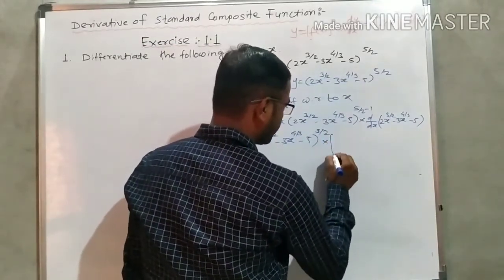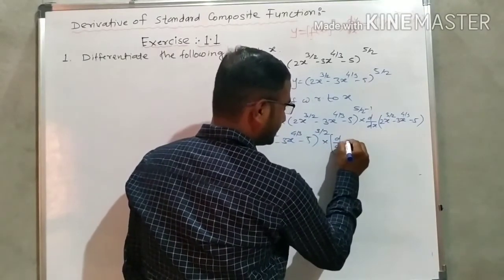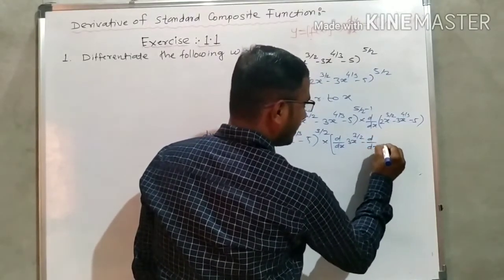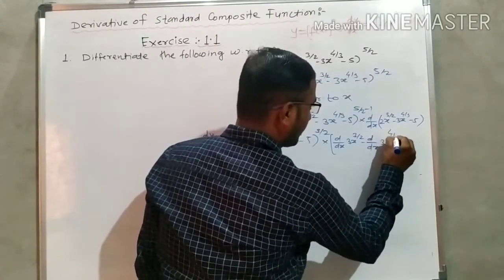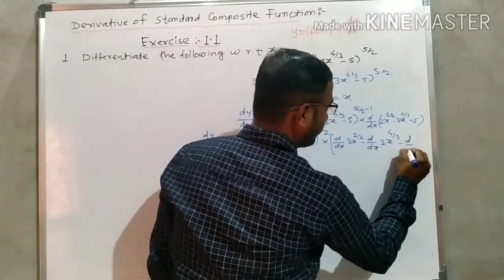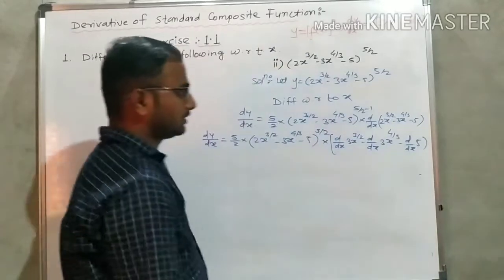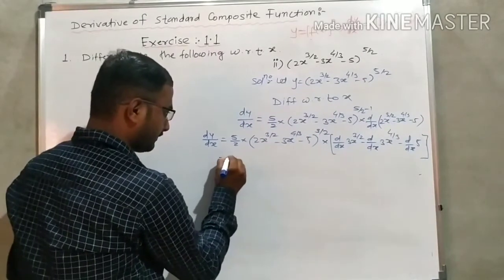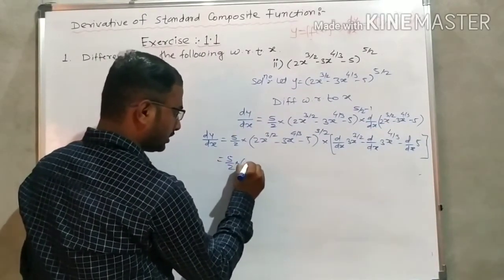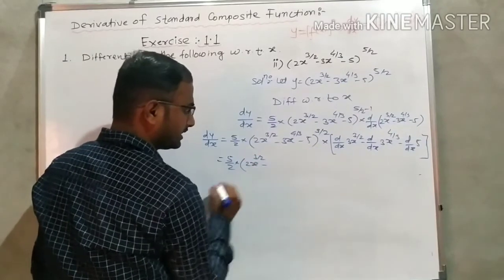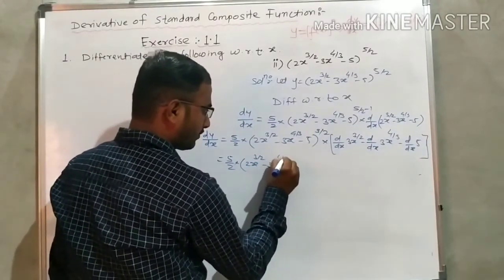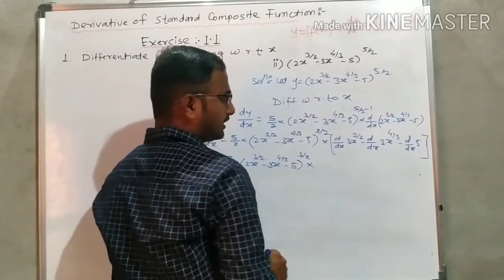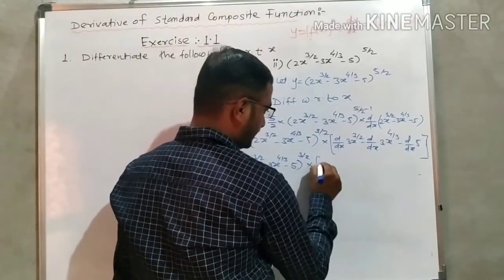So the derivative of 2x to the power 3 by 2, minus the derivative of 3 into x to the power 4 by 3, minus the derivative of 5. The bracket is complex, so this term stays as it is: 5 by 2 into 2x to the power 3 by 2 minus 3x to the power 4 by 3 minus 5, bracket to the power 3 by 2, as it is. The derivative of a constant is 0.